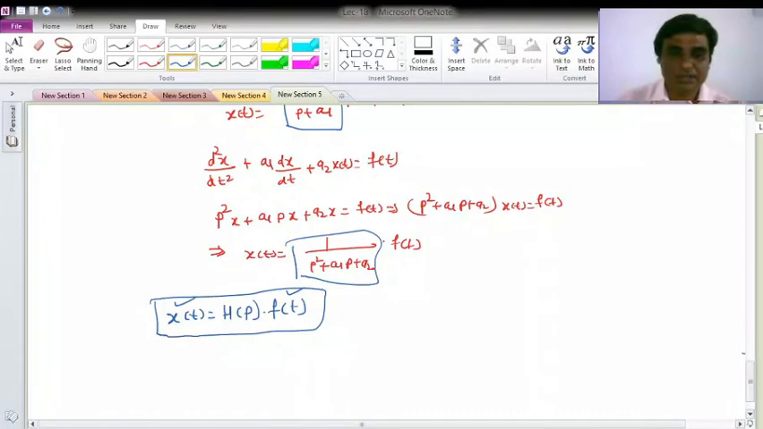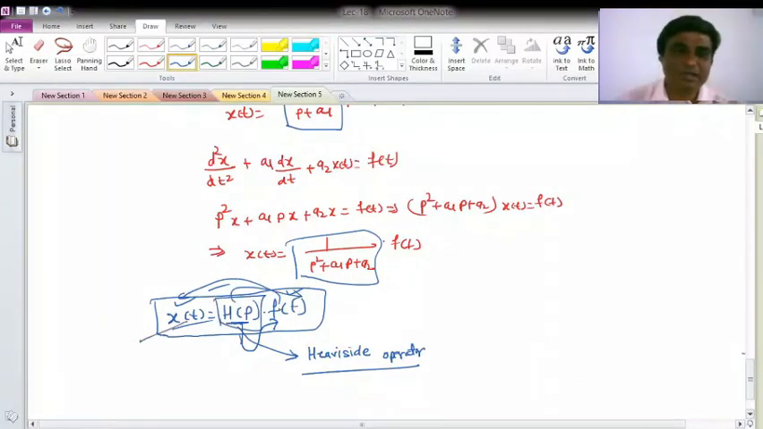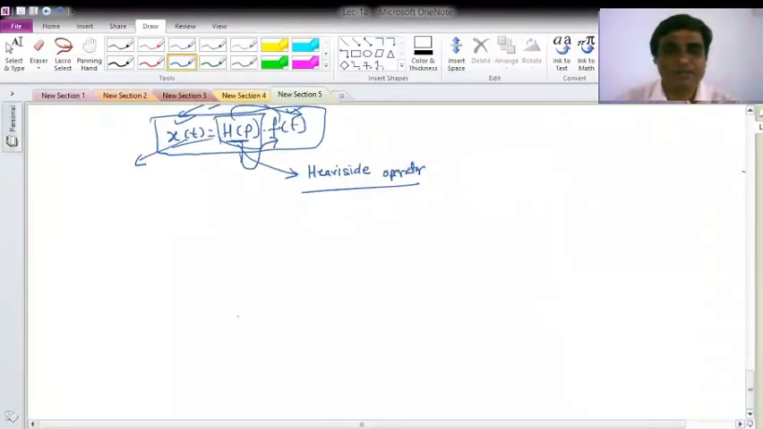So what does it mean? This H of p is your system operator or Heaviside operator. And if it is equal to 0, then that is called the characteristic equation. So what basically this Heaviside operator or system operator does is it is applied on the forcing function in time domain to generate the response in time domain. Meaning H of p I am applying on the forcing function to generate x of t. This is what we have to do in circuits.